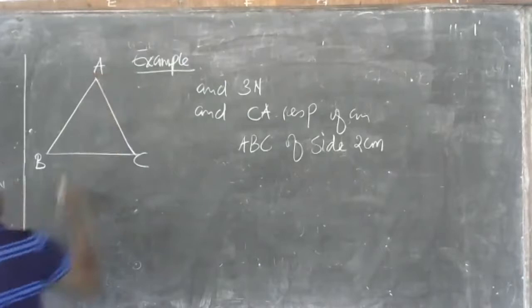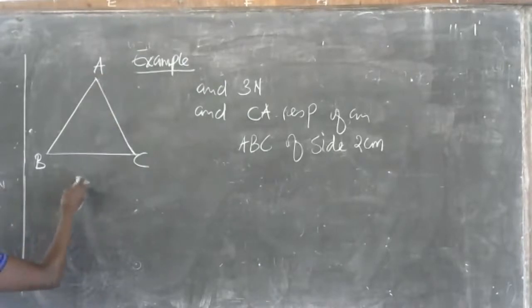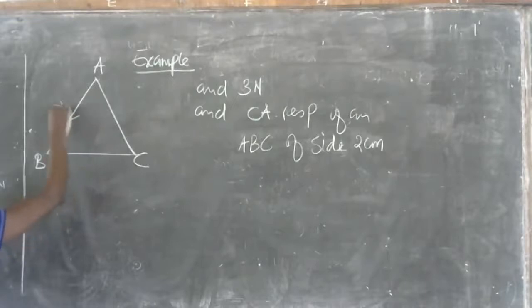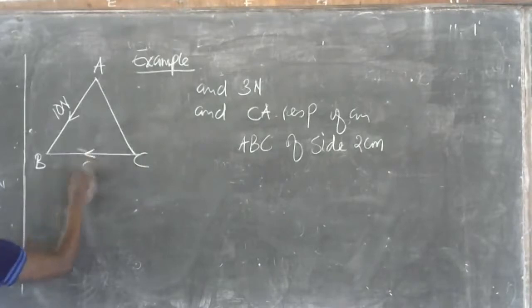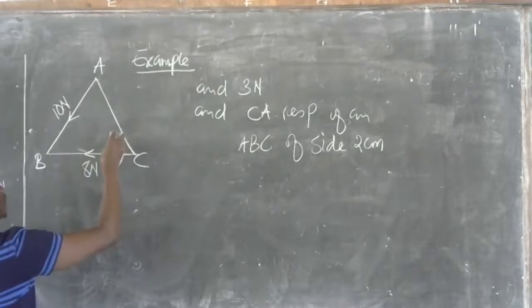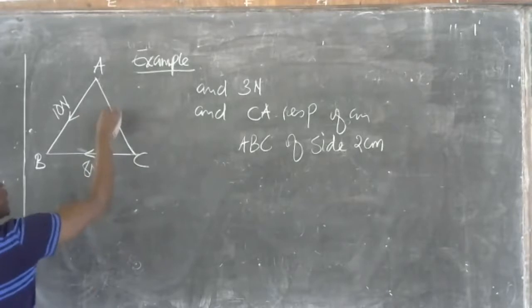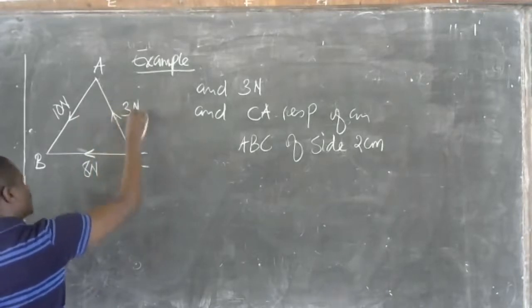So this is point A. Now we have been given 10 newtons along AB, so we have 10 newtons here. We have been given 8 newtons along CB, and we've been given 3 newtons along CA.